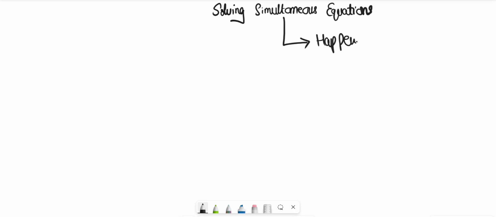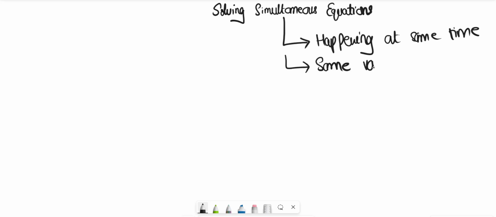Okay, that's a literal definition of the word, happening at the same time. Okay, what else? Risha, what about you? Same values. Okay, a bit close. Ayan, what do you think? What do we mean by simultaneous equations? Okay, so same values times 2.